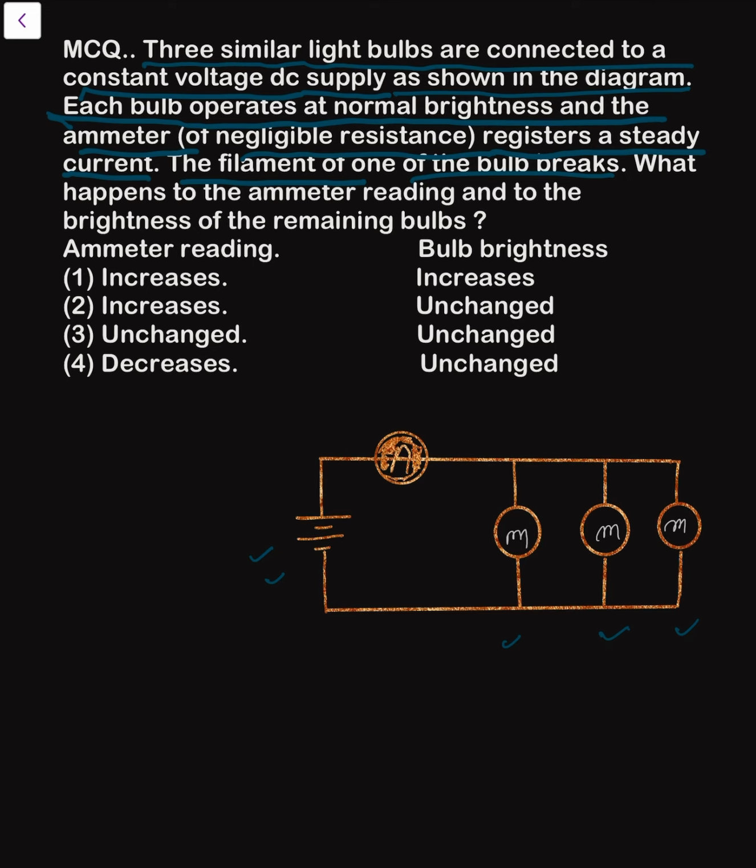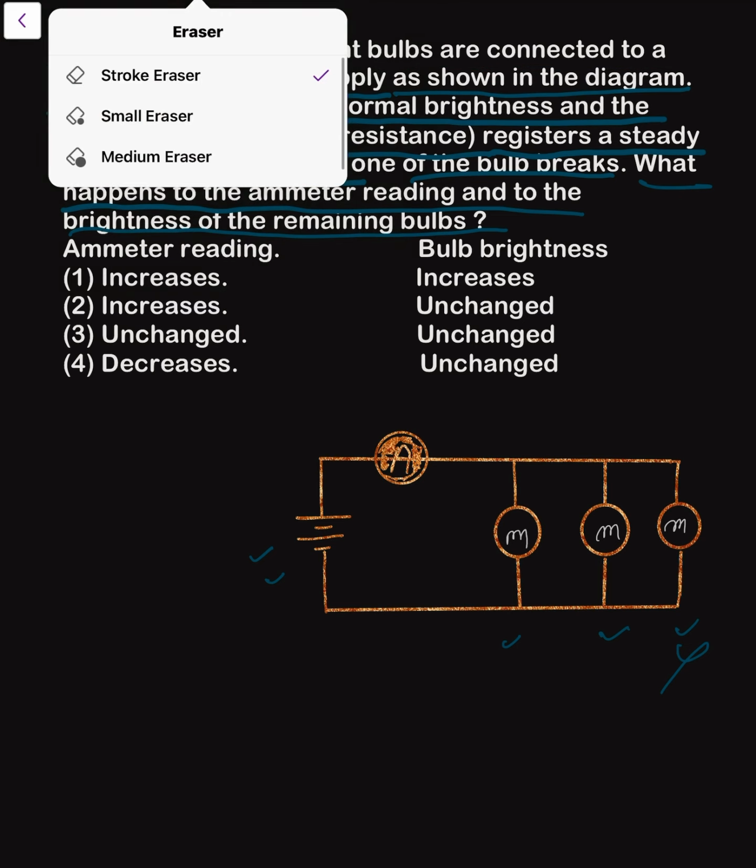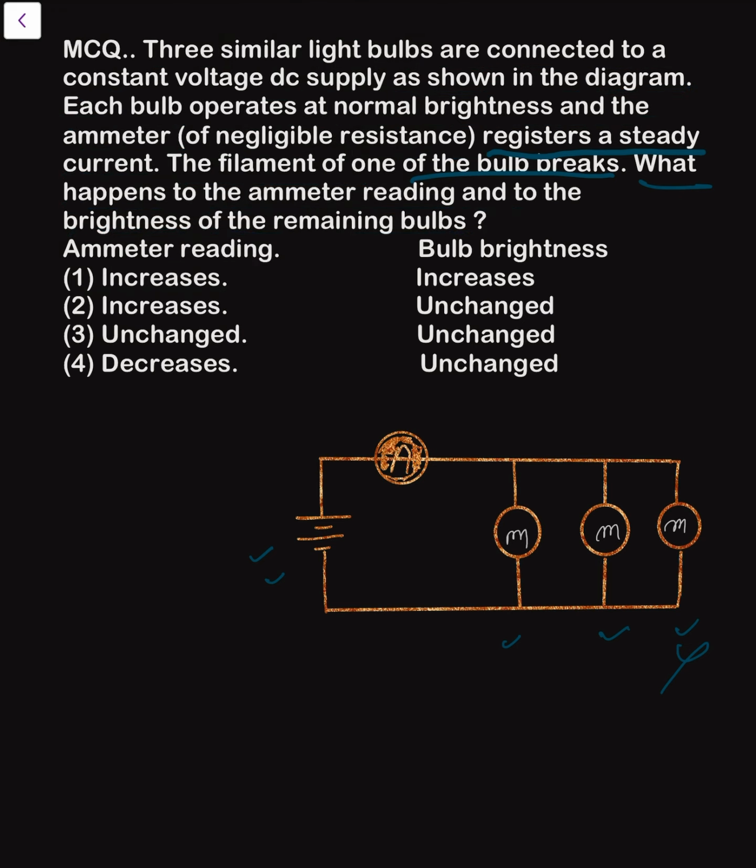That means if one bulb is broken, what happens to the ammeter reading and the brightness of the remaining bulbs? So first of all, what is our motto? Our motto is to determine the ammeter reading after one bulb is broken. So how can we do it?